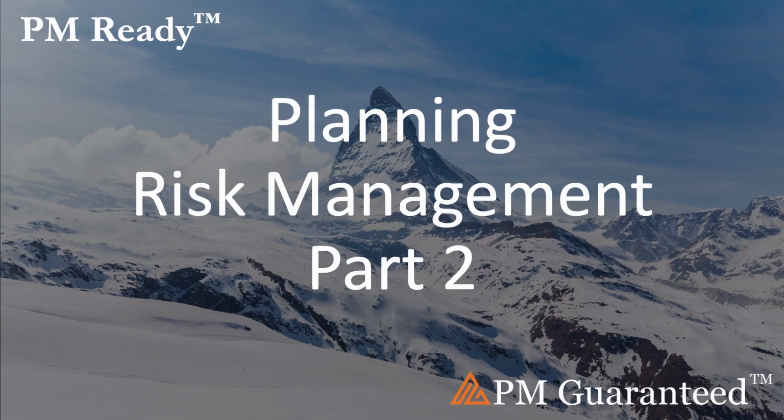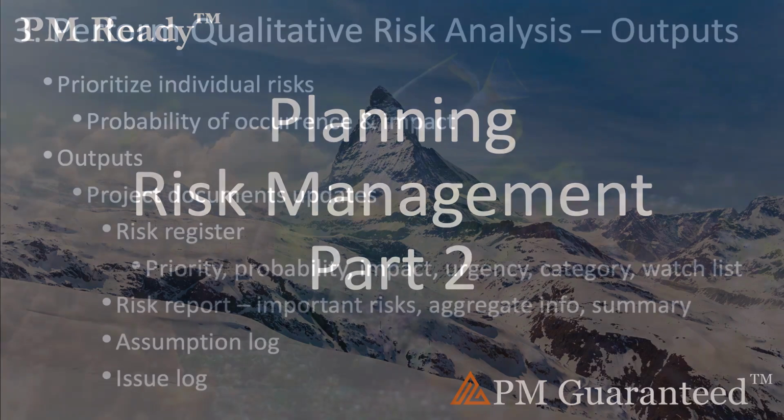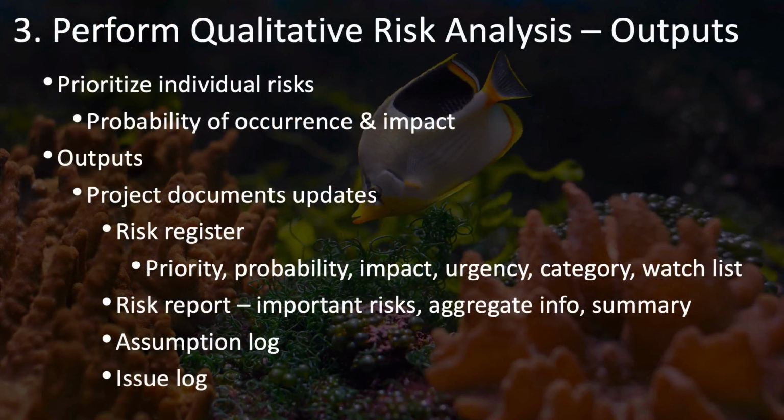This is the lesson on planning risk management. Part 2. The Perform Qualitative Risk Analysis process has as its main goal to prioritize individual risks. These will have been identified in the risk register. It prioritizes these risks by assessing the probability of occurrence and impact of each of these risks.